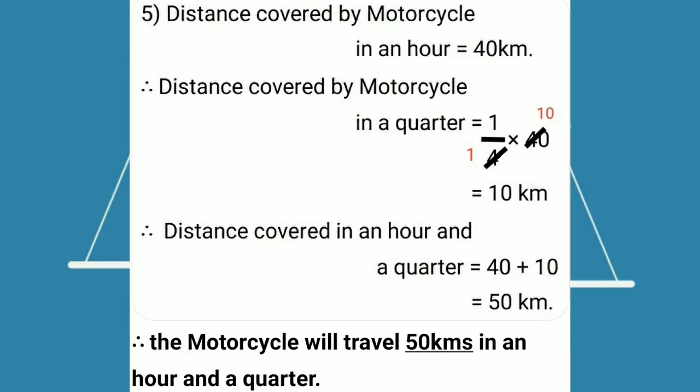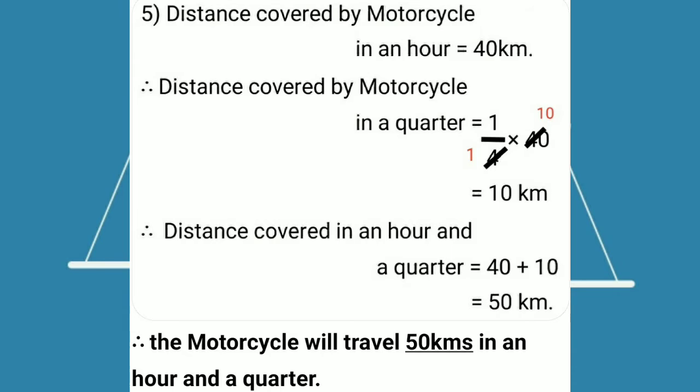Now we all know that 1 hour is equal to 60 minutes. An hour is basically made of 4 quarters, 15 minutes each. So 15 plus 15 plus 15 plus 15 is equal to 60 minutes, which make up for an hour. So to find out the distance covered by motorcycle in a quarter of an hour, we'll have to divide 40 by 4, or we'll multiply 1 upon 4 by 40, which will give us 10 kilometer. So in a quarter of an hour, the motorcycle covers 10 kilometers distance.